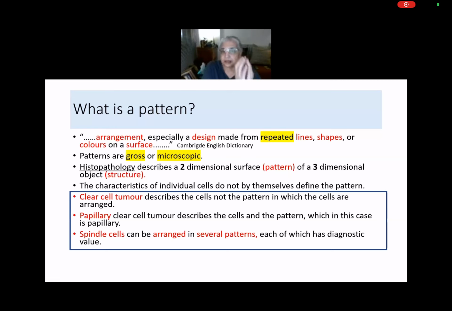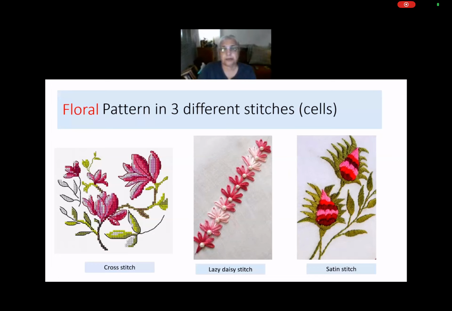So the cells are important, but they're important because some kinds of cells cannot be seen in some kinds of patterns, and that's why we need to understand this when we are making our... once again, Pradeep, please do not ask for annotation, whoever Pradeep is.